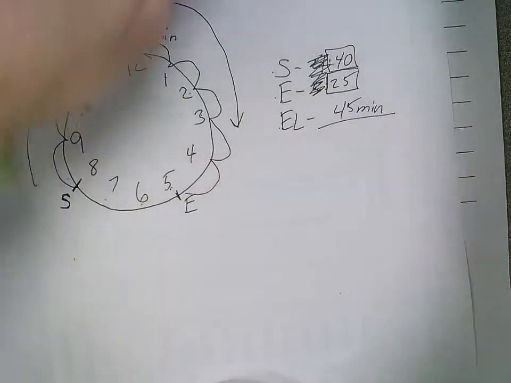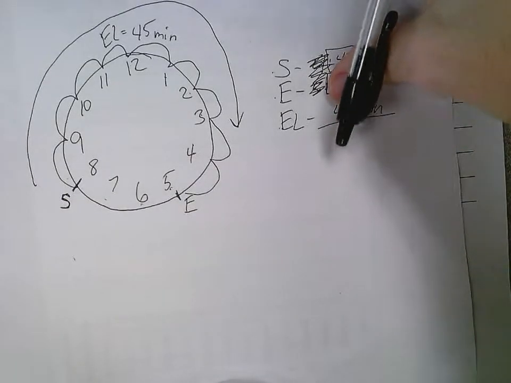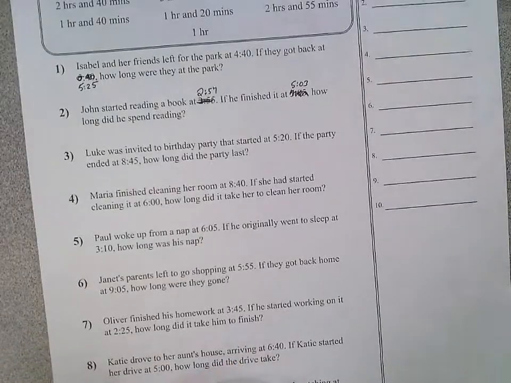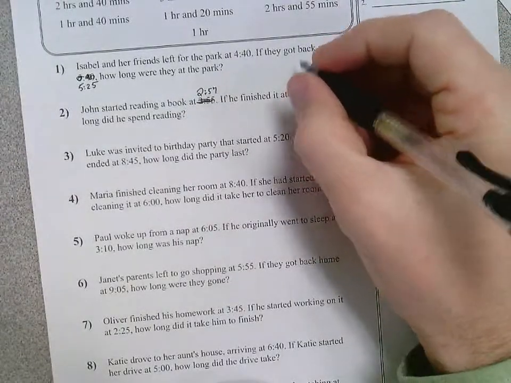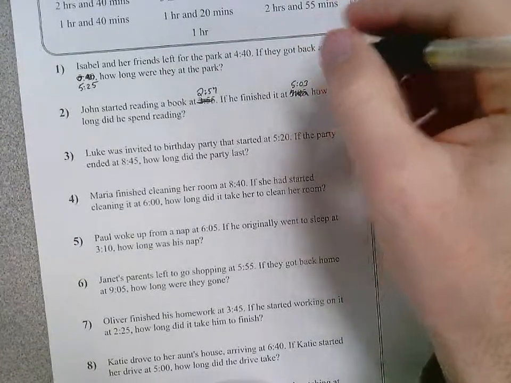All right, now this next one is going to be a little bit more difficult. We're going to follow the same exact rules, we're going to do the same exact things, but you'll see it's going to be a little bit more difficult. So, John started reading a book at 2:57. If he finished at, let's say, 3:03, no, I want to change these numbers.